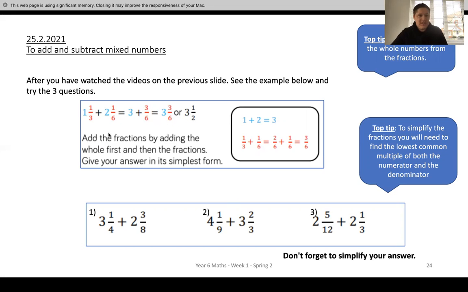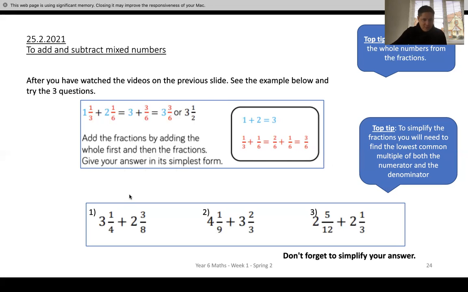Just as it says here, I want you to add the fractions by adding the wholes first, and you can use colours if you want to, and then adding the fractions. As soon as you get to this part here, the red part about adding your fractions, think back to what you did yesterday, because you were perfect at that. Where it says give your answer in the simplest form, that's the cancelling down. That's converting 3/6 into a half.